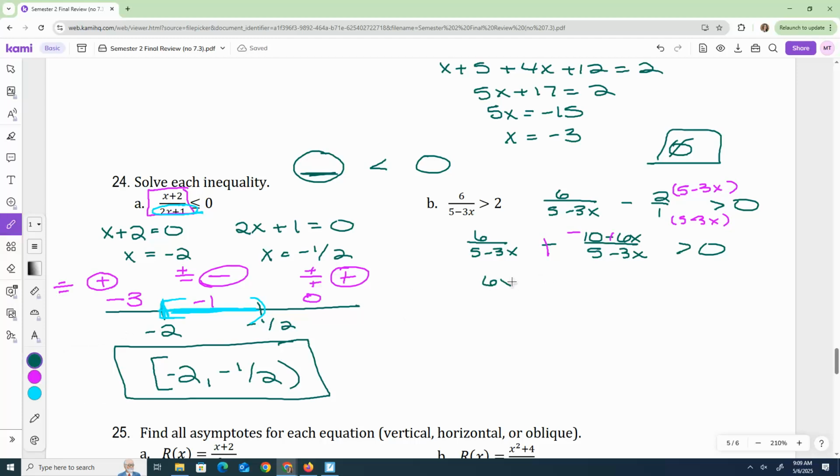So we get 6x, 6 minus 10 is -4, over 5 minus 3x, is greater than 0. So now it has the correct setup. So we set top and bottom equal to 0 to find the numbers for our sign line. We set the top equal to 0, we get 4 over 6, or 2/3. This one, add over your 3x, divide by 3, and you get 5/3.